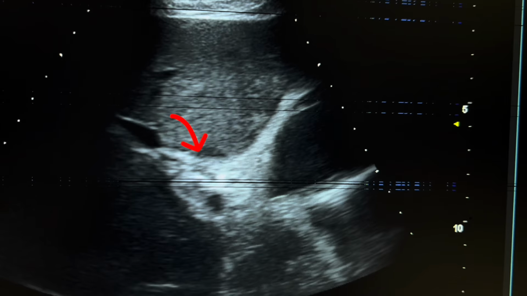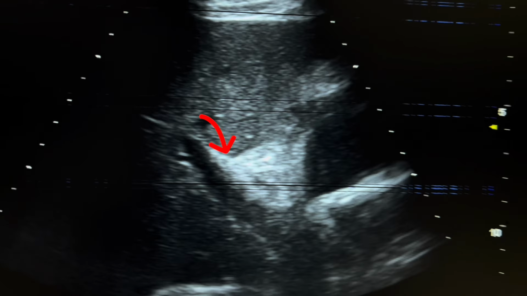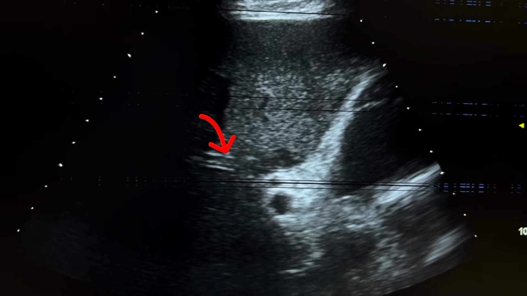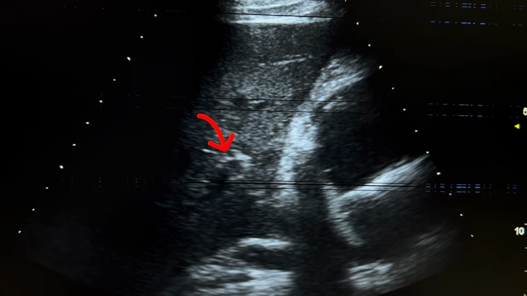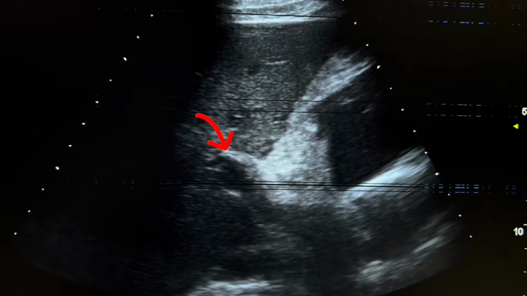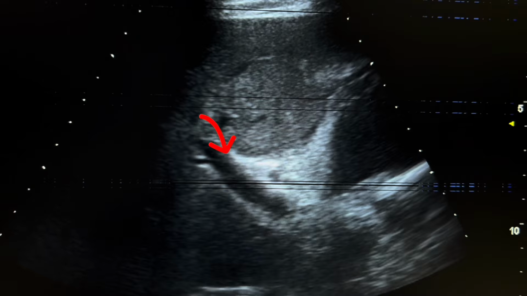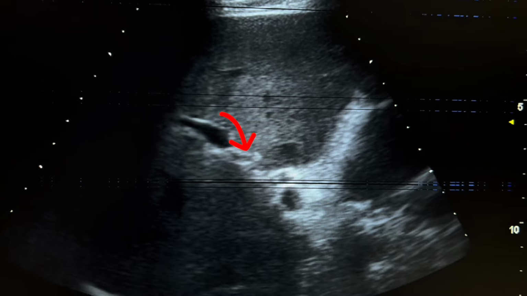Now we will examine the common bile duct post cholecystectomy, whether it is normal or dilated. This is the portal vein, which is normal, and this is the common bile duct, which is normal and not dilated.